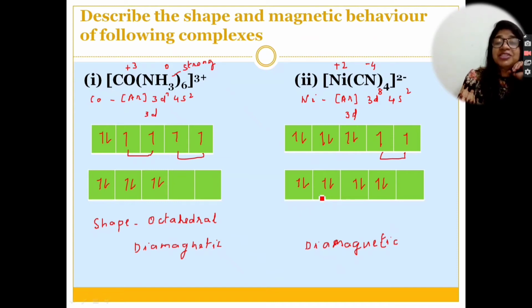And what is the shape? Now look here, what hybridization will it be? One d orbital is empty and the coordination number is 4. For coordination number 4, there are two types of hybridization, sp3 or dsp2. Here the d orbital is empty, so the hybridization is going to be dsp2. When the hybridization is dsp2, the shape is going to be square planar. If the hybridization was sp3, then the shape would have been tetrahedral. So here the hybridization is dsp2, so the shape is square planar. Now let us go to the next question.